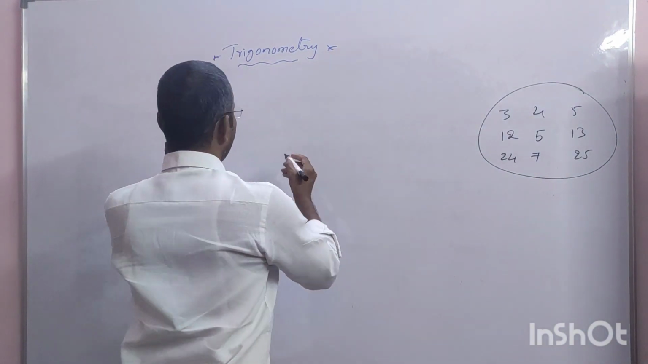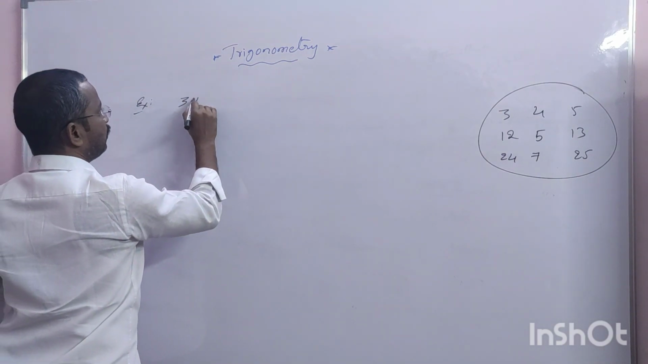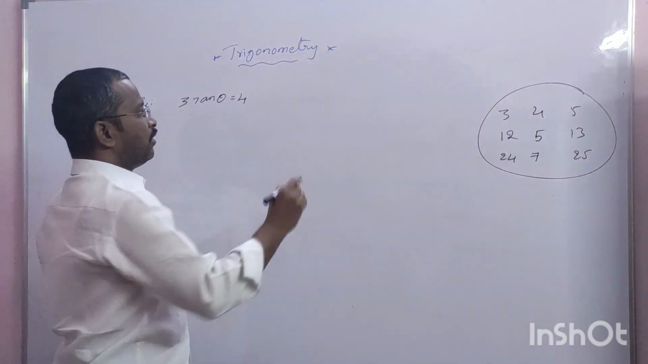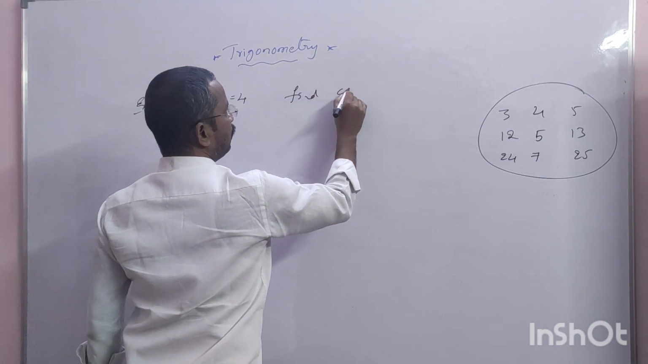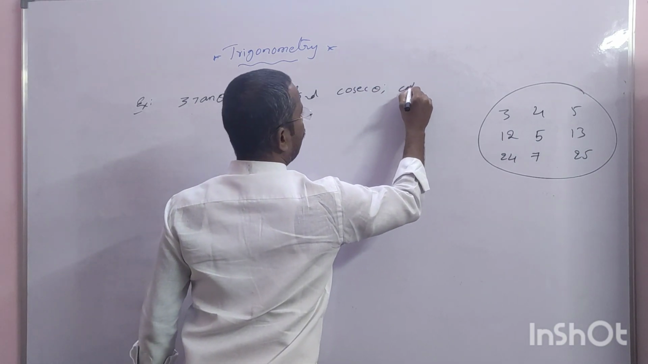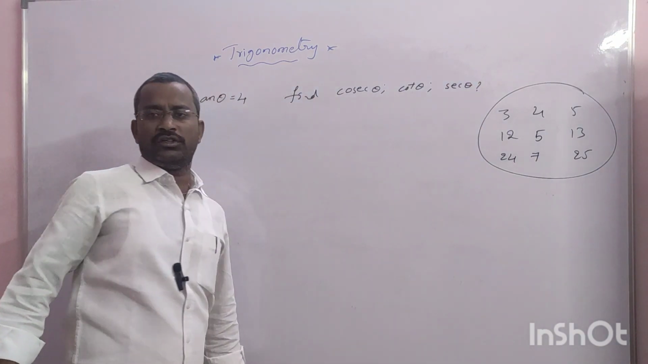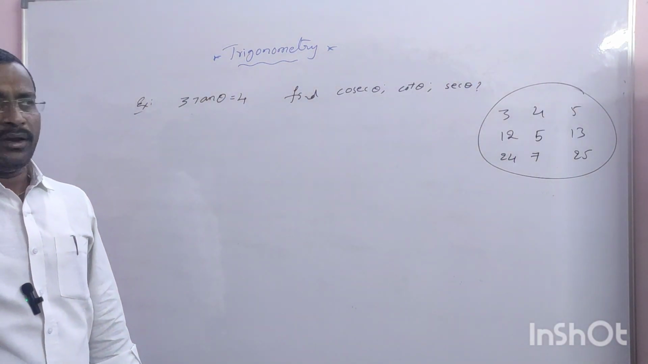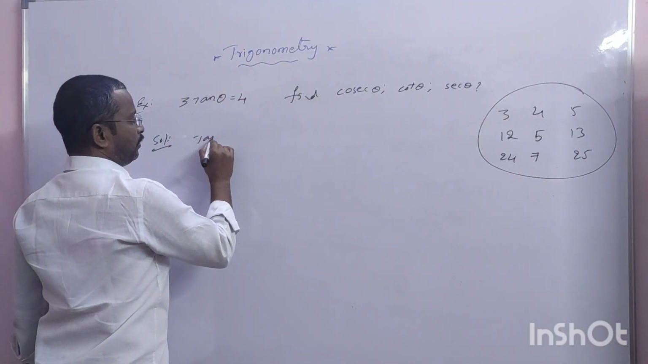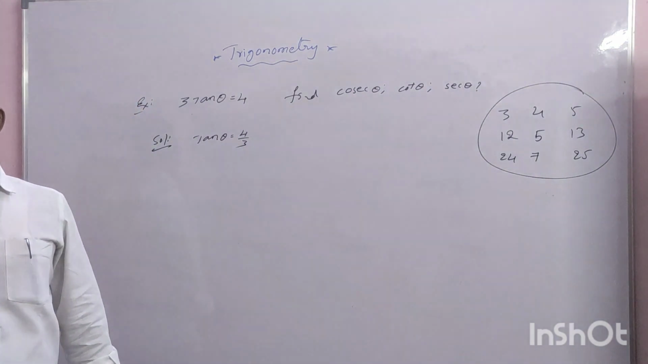As you know, let's take an example of how to write. 3 tan theta is equal to 4. Find cosec theta, cot theta, sec theta. This is the question which is given. Now, what do we do? This type of question is usually asked. Tan theta is equal to what, Nana? 4 by 3. He did not give the triangle.